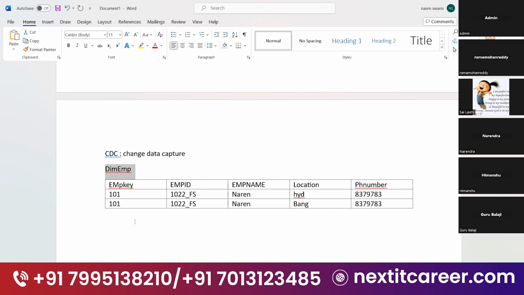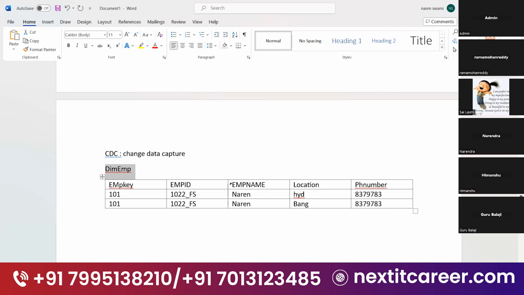Then only we can analyze something from the table. Based on the way we are capturing the change data, the slowly changing dimensions are of three types: type 1, type 2, type 3. Also, there are type 4 and type 6, but those are not used in developing a data warehouse, even though we will see those types because in case an interview asks you, you can answer those things.